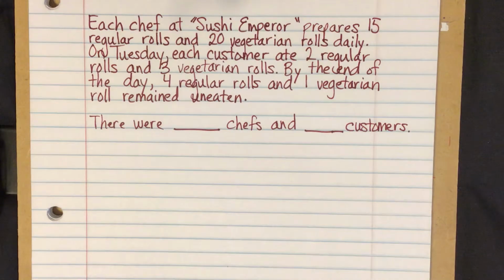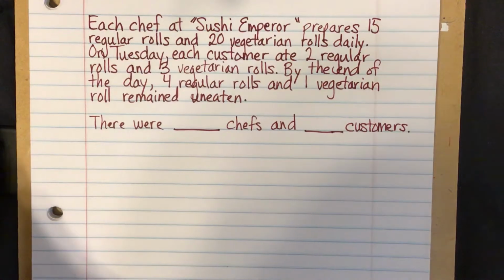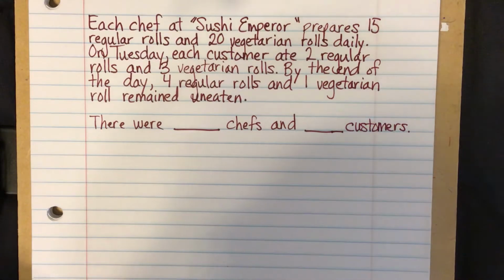I'll read it to you and then we'll talk about the important information. Each chef at Sushi Empire prepares 15 regular rolls and 20 vegetarian rolls daily. On Tuesday, each customer ate 2 regular rolls and 3 vegetarian rolls. By the end of the day, 4 regular rolls and 1 vegetarian roll remained uneaten. So we're looking for the number of chefs and the number of customers. Now that's going to be our 2 pieces of unknown information.